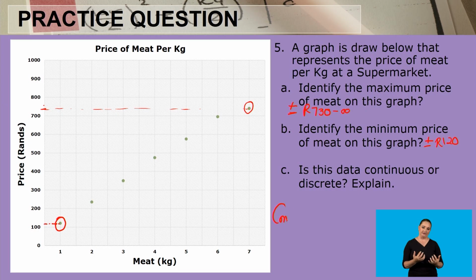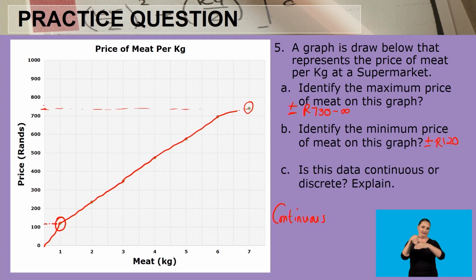And why is it continuous? It is continuous because it can consist of fractions. And because this data is continuous, that means that we can connect these points, because we can have somebody purchasing less than 1 kg of meat. So this means that these points must be connected, because we know that in between the whole numbers, our data can consist of those fractions.